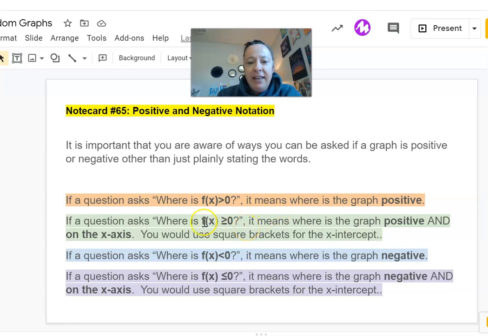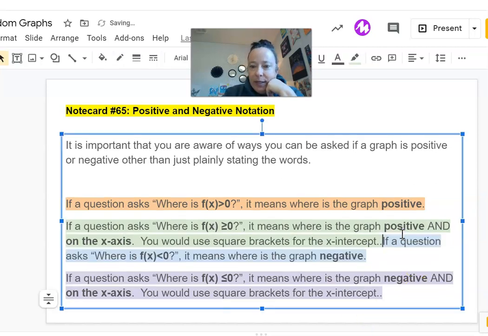In the green, they could ask, where is f of x greater than or equal to 0? So this is different than what you're used to. This would be, where is it above the x-axis, but also on the x-axis, equal to 0? Because remember, f of x is like y. So where is y greater than or equal to 0? So this includes your x-intercepts, and you would use square brackets on the x-intercept.